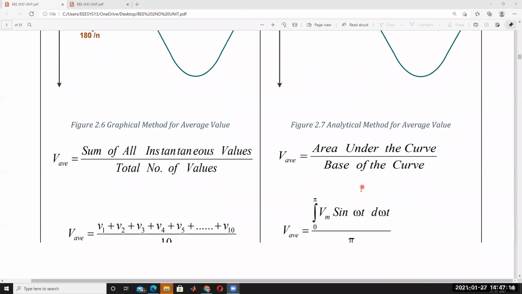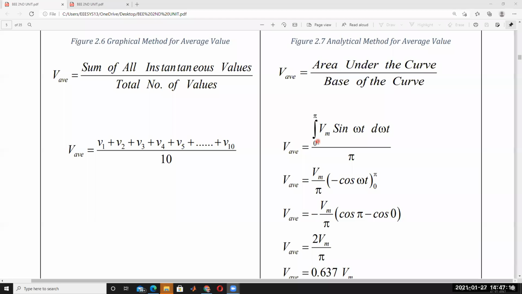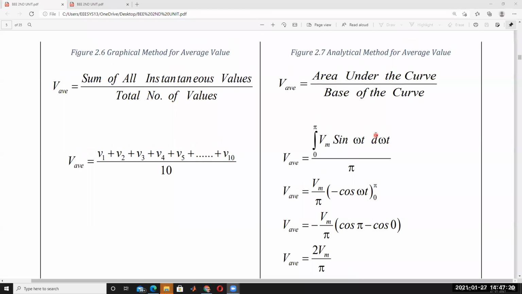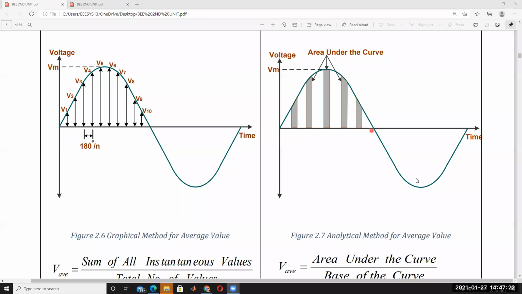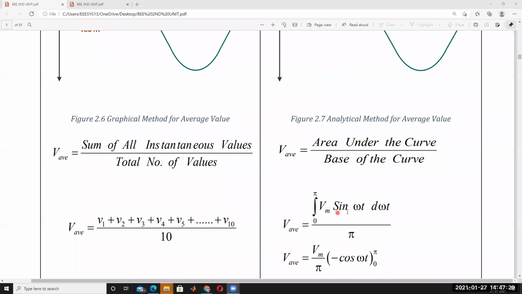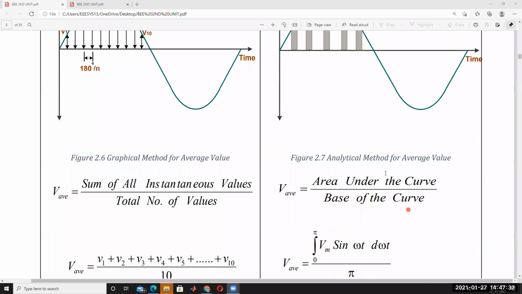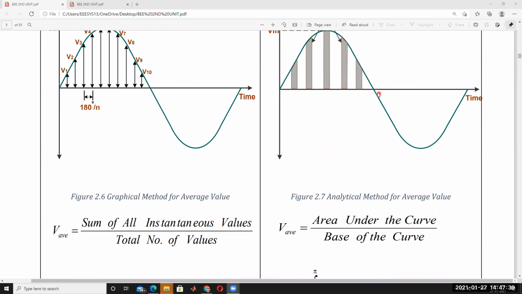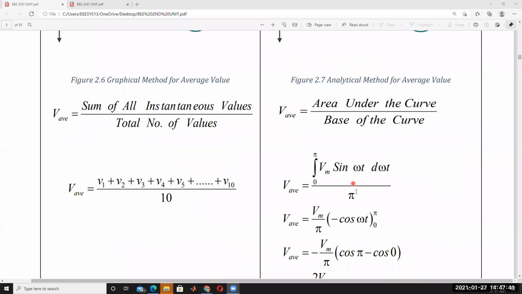That's why V average is equal to the integral from 0 to pi, half cycle, of Vm sin omega t. This is called the sine waveform: V of t is equal to Vm sin omega t. The interval is 0 to pi only, half cycle only, so the base of the curve is pi.